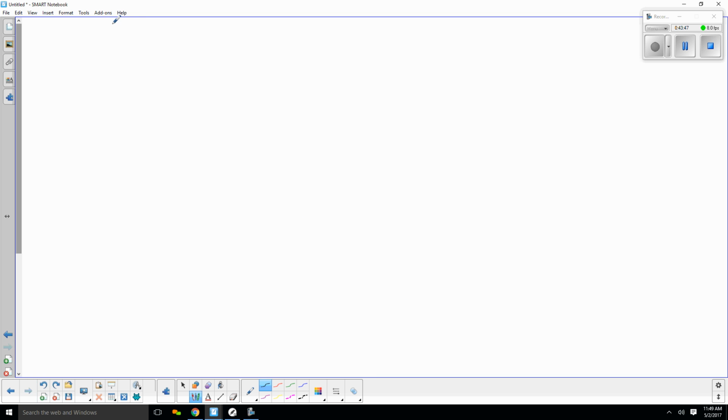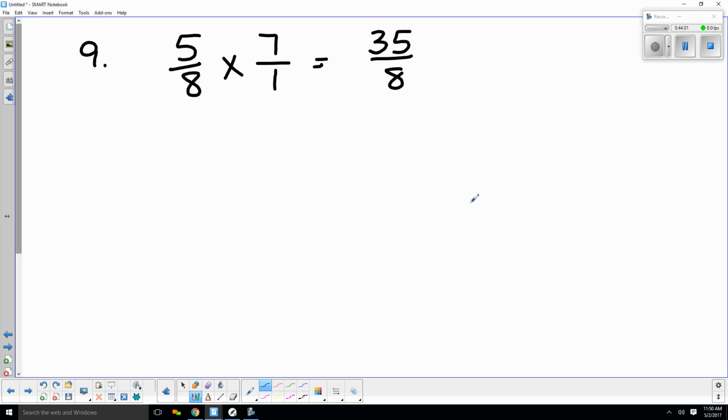Now, number 9. Instead, the guy runs 5/8 of a mile every day for a week. So there's 7 days in a week, so I'm going to multiply it by 7. So that gives me 35 over 8 the first week that he ran. The second week is 1 1/3, and I want to multiply it by 7.